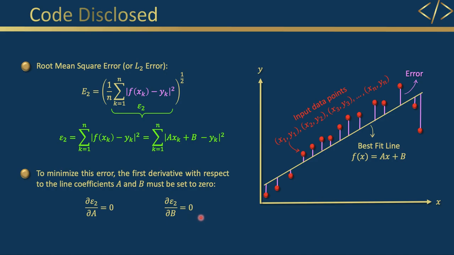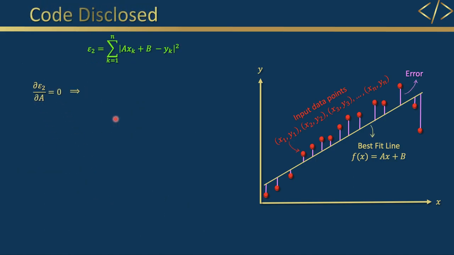In this case, by calculating these two equations, I can get to the optimized a and b, and hence the optimized position of the fit line, or the best fit line.